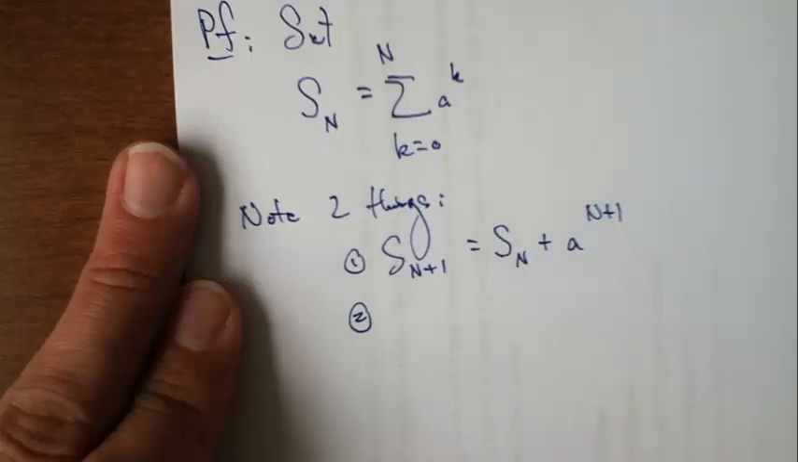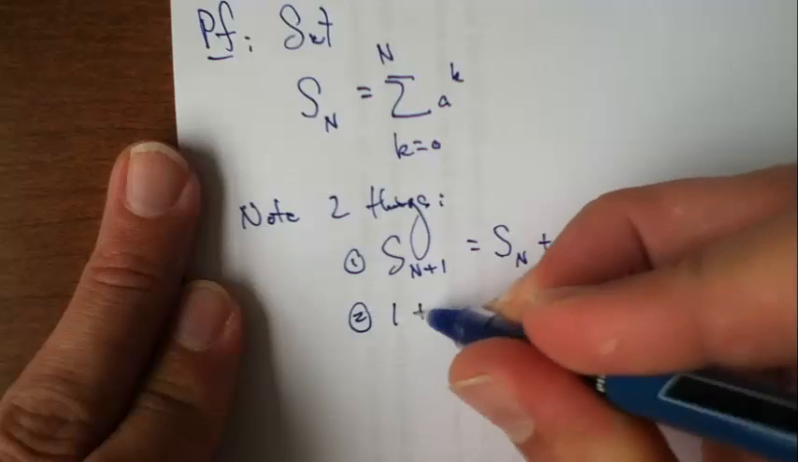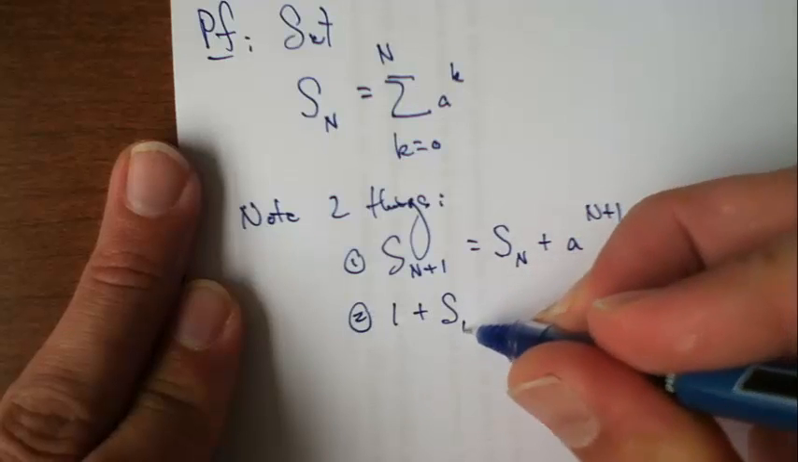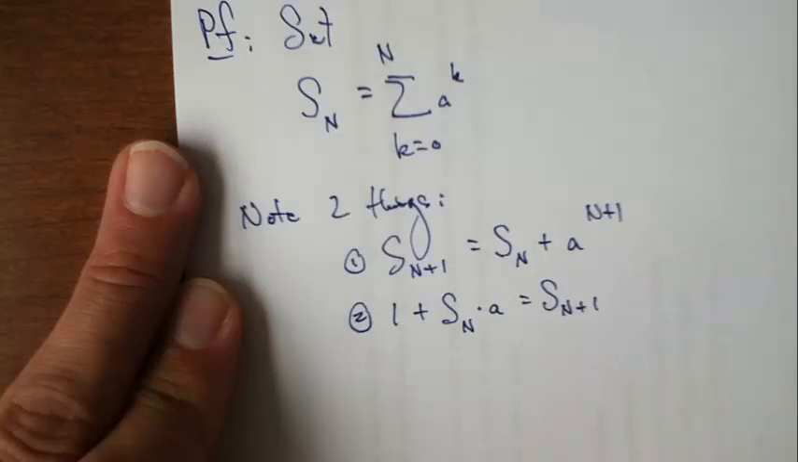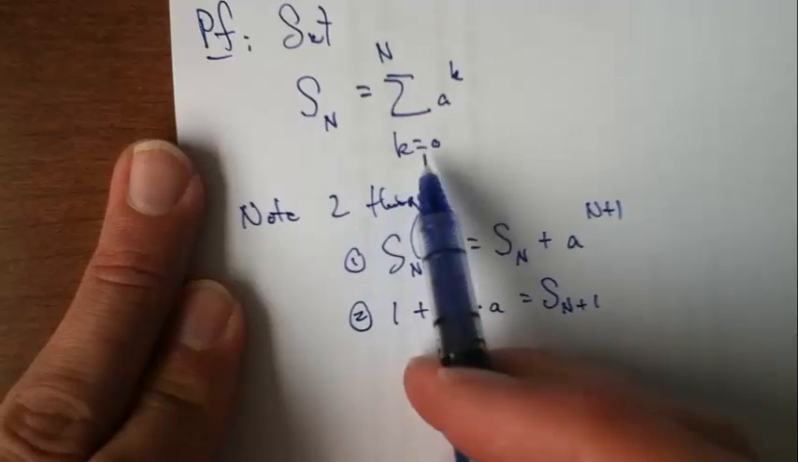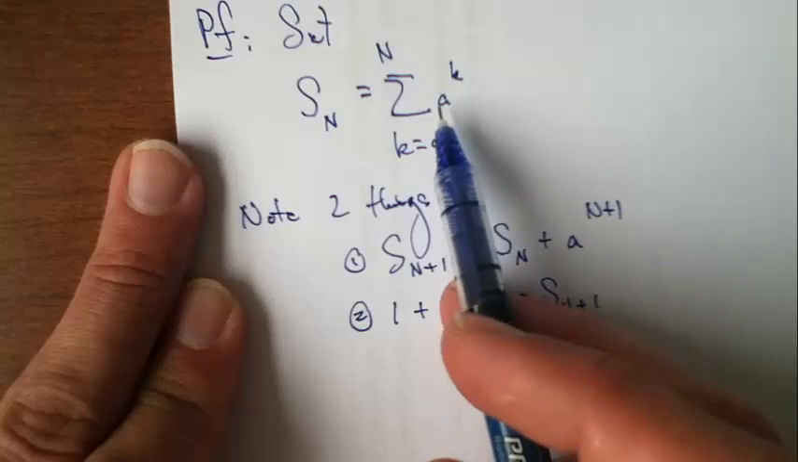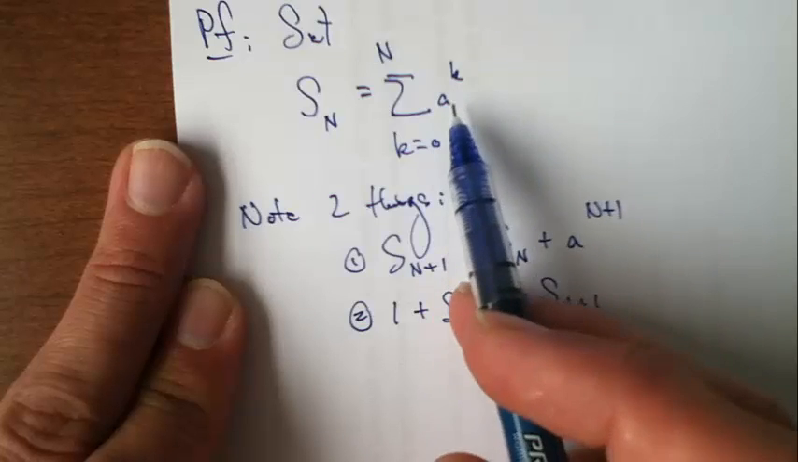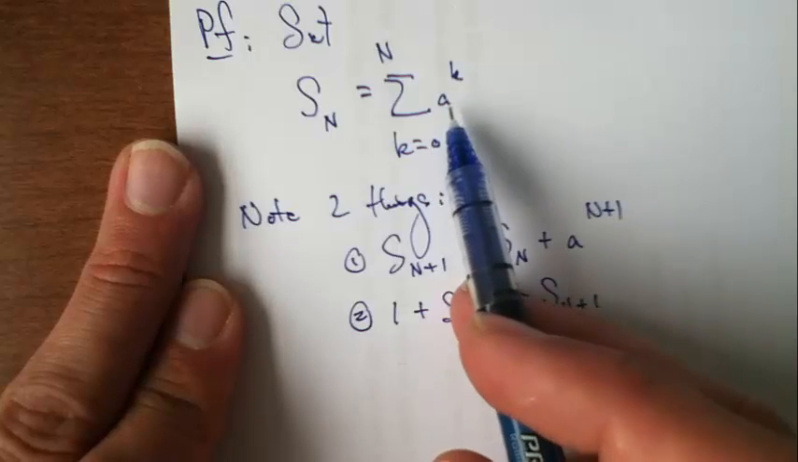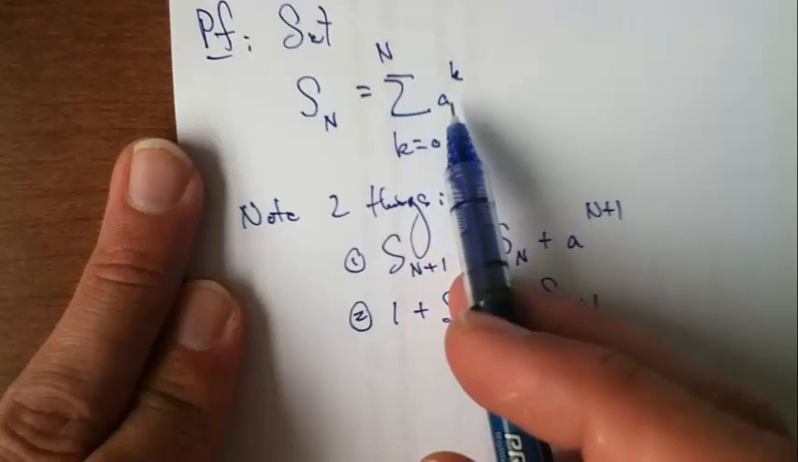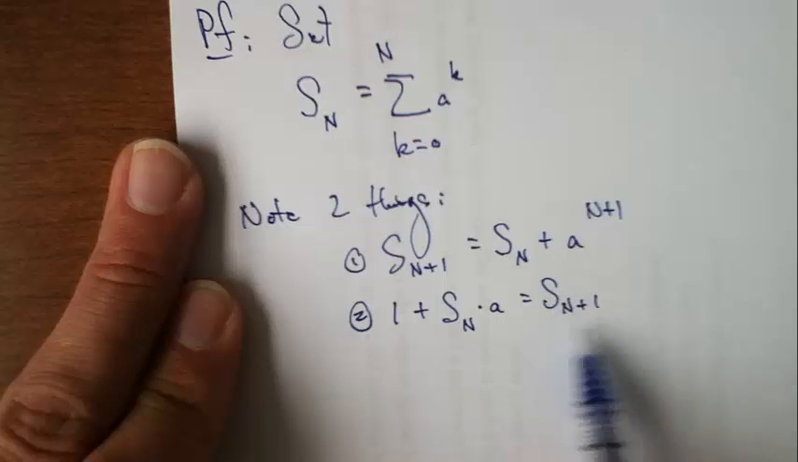The other observation is that if I take 1 plus S sub n times a, I get S sub n plus 1. See that? If I multiply this sum through by the letter a, what do you get? Your first term is going to be a times a to the 0, which is a. Your last term is going to be a times a to the n, which is a to the n plus 1. So I add 1 to that, then I get this new sum.